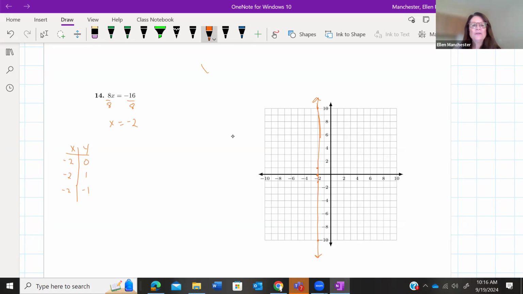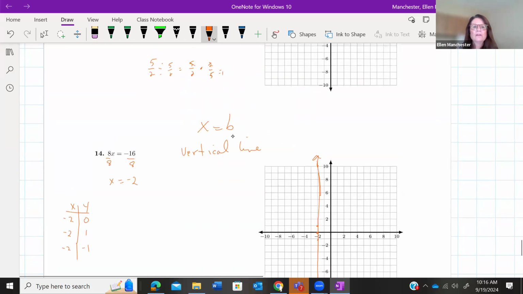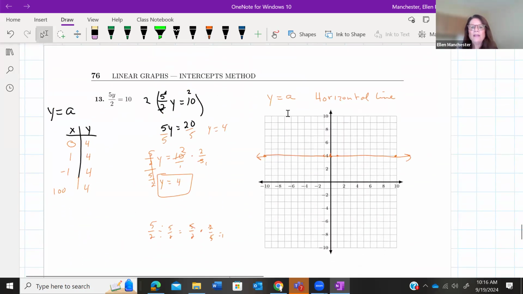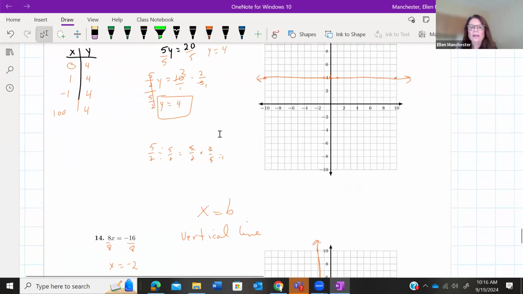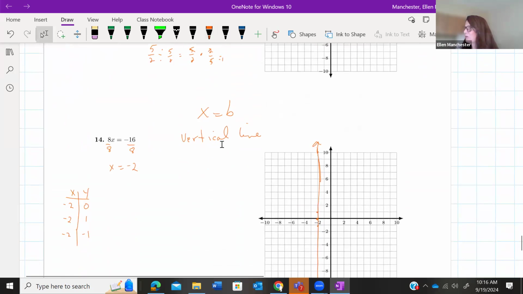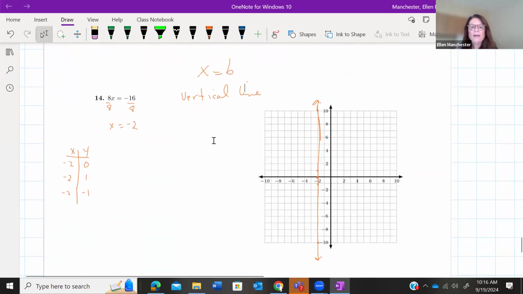So this is when you have x equals a value. We have a vertical line. Okay, so those are two very special lines. The horizontal is when you have y equals some value, and the vertical is when you have x equals some value. Okay, so here's how I would do this.